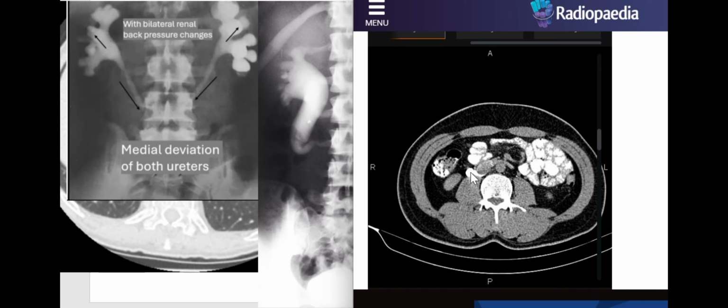Abnormal course, okay, of the right ureter behind the inferior vena cava. This is the aorta and this is the inferior vena cava. This is the cause of the right-sided hydroureter and hydronephrosis. Okay, there's caliber change of the dilated ureter here, okay, and abnormal course behind the inferior vena cava. Okay, this is retrocaval ureter.